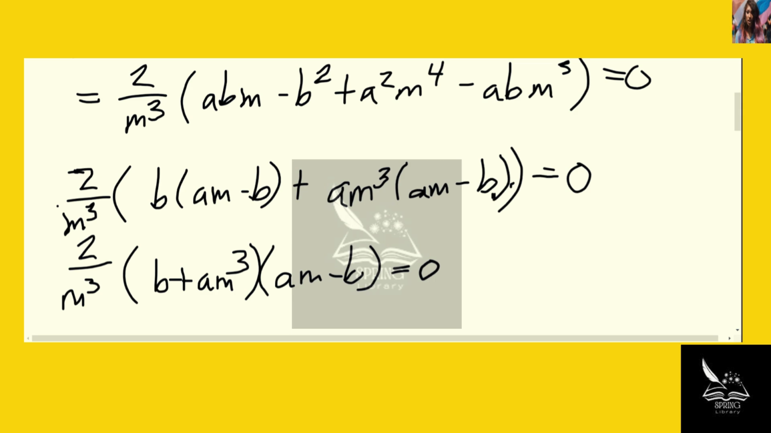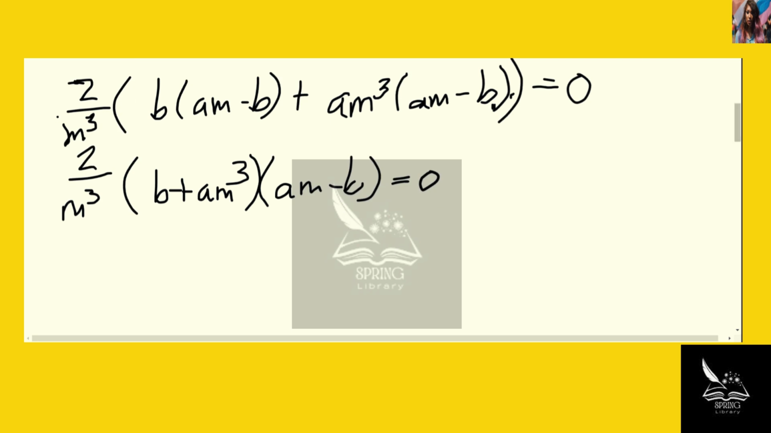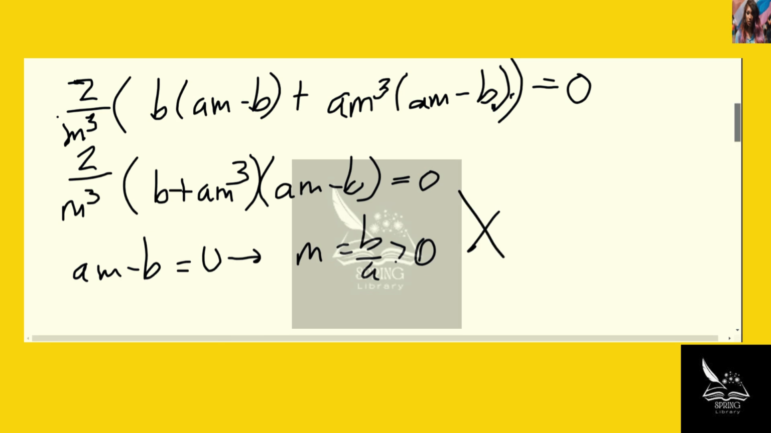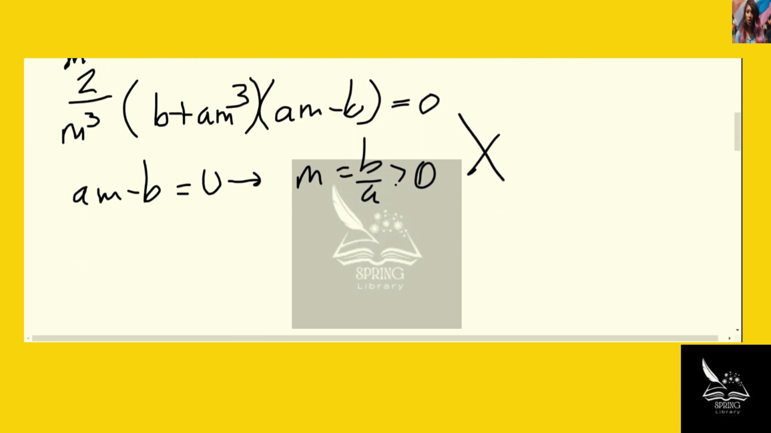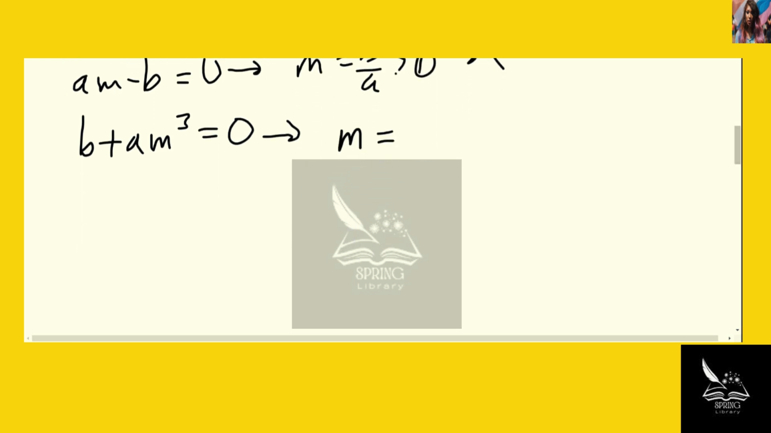And with this factorization, well, as we've already pointed out, one possibility is that am minus b equals 0. This would tell us that m equals b over a, which is positive. So this is not the answer. As we already pointed out, the slope needs to be negative. Therefore, the only solution is the other factor, b plus am cubed equals 0. And so m is equal to negative cube root of b over a.